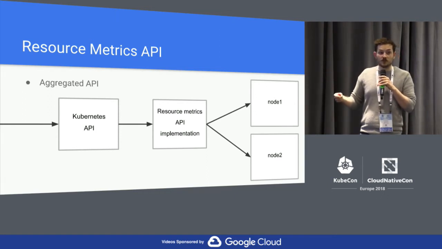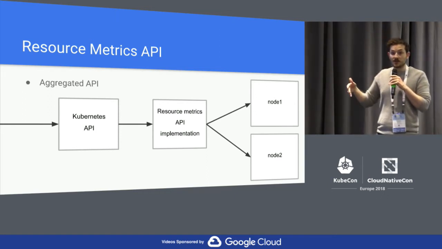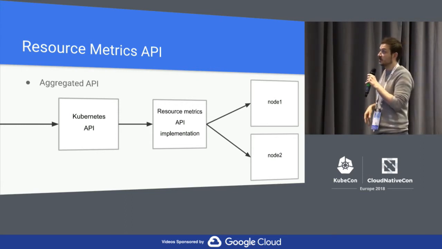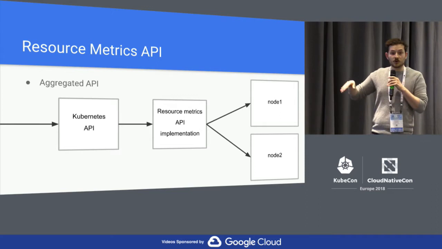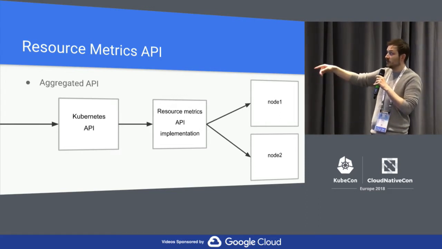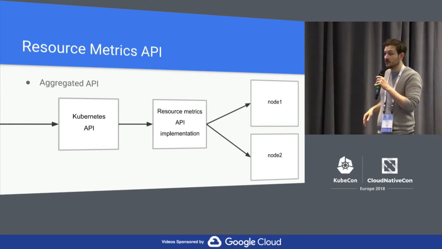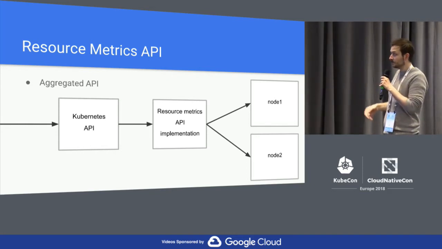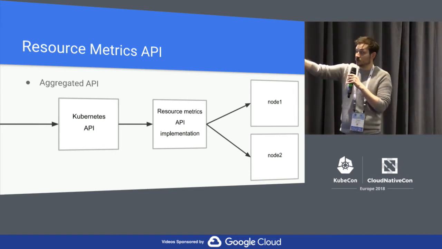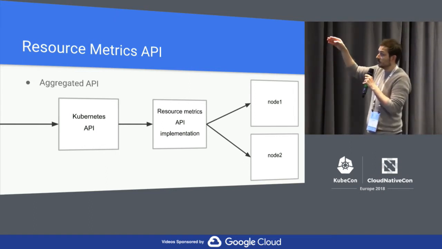And then the API server knows that for this particular API, the core or resource metrics API, I will forward all of these requests to the metrics server. And then that particular instance will reply to that response. And that's basically the path of the request.